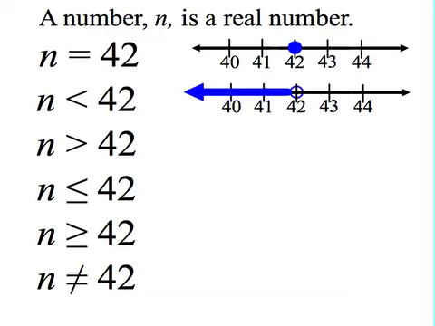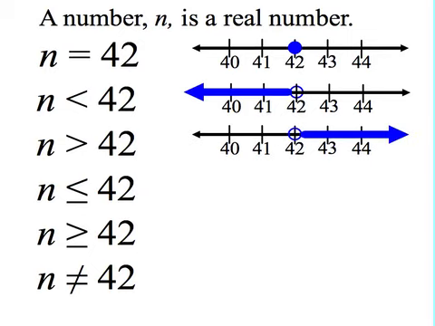But for N is less than 42, there are infinite real numbers less than 42. So we put an empty circle around the 42 to show that it's not included, because 42 is not less than itself. But it is our starting point. Any number to the left of 42 is less than 42. So that's how we show it by graphing on a number line.